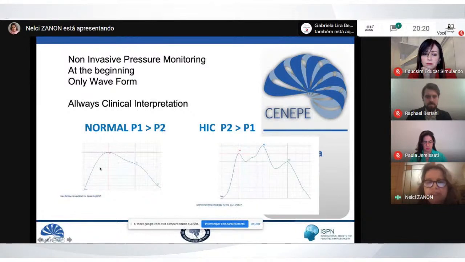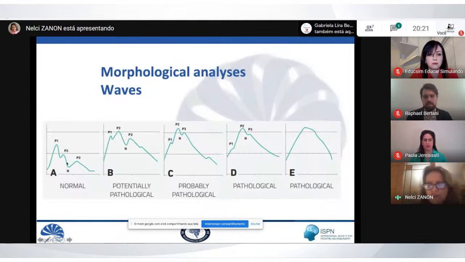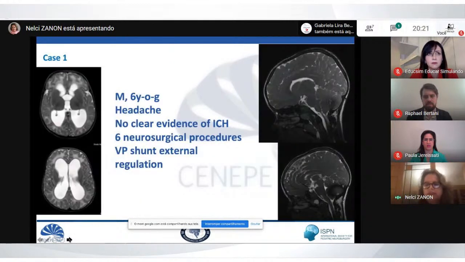This was, at the beginning, without numbers, only the curve. On the left side, it was normal, P1 bigger than P2. And on the right side, P1 was smaller than P2. The right side is a pathological case. This is just to exemplify normal and abnormal. And between them, we have some doubts, no problem. We do another monitoring the next day or the next 2 days or the next week.